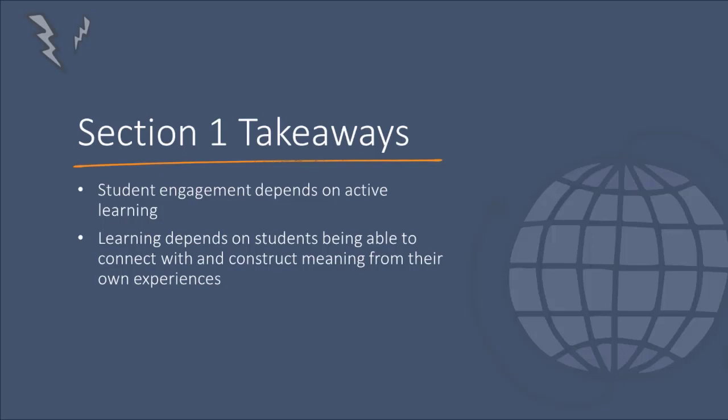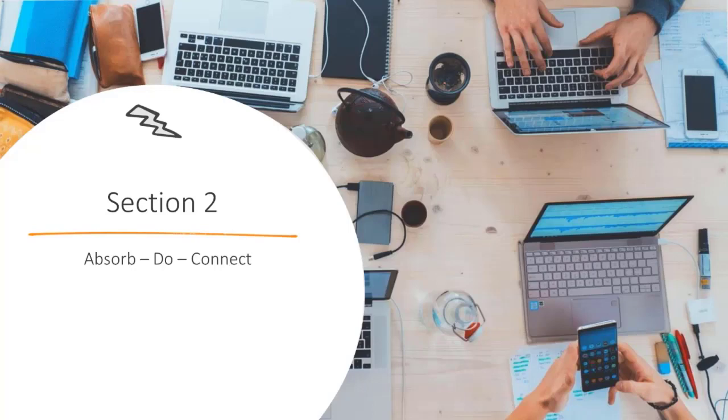Some takeaways. Student engagement depends on active learning, and learning depends on students being able to connect with and construct meaning from their own experiences. We now want to consider two different ways that you can design activities that allow students to engage with and connect with their learning. The first is Absorb, Do, Connect.